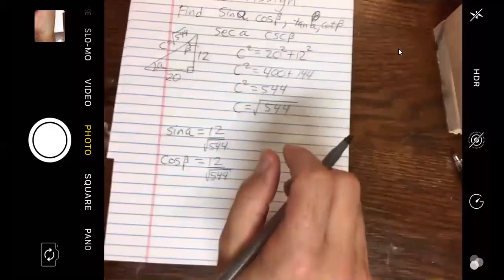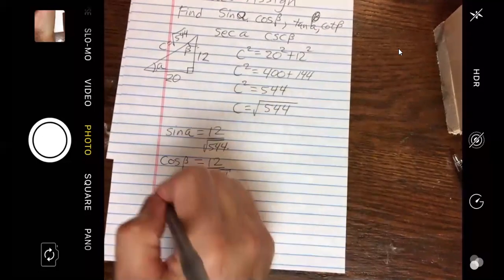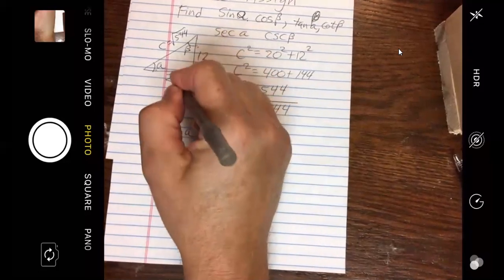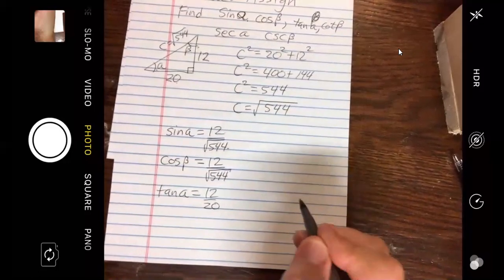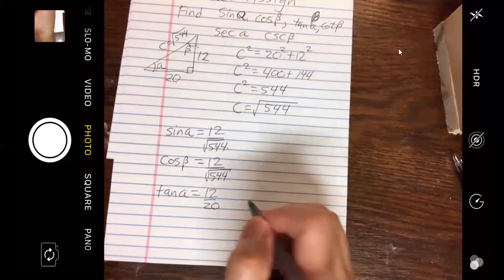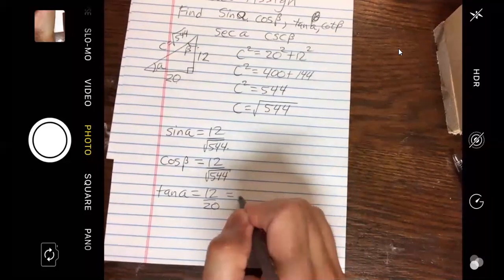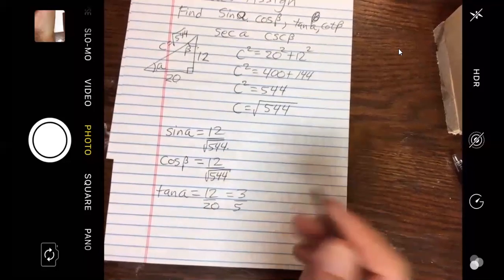Are we ready for the rest of them? Oh yeah. Okay, so your tangent A would be your opposite over adjacent, 12 over 20. Now, I don't know, WebAssign might like that, or it might want it reduced. 4 goes into both: 4 into 12 is 3, and 4 into 20 is 5.